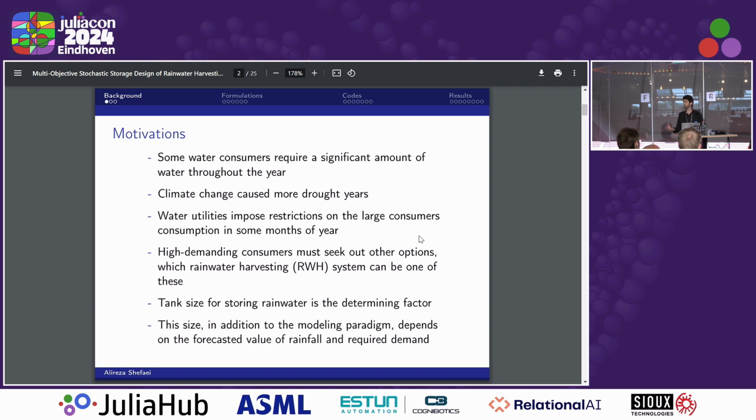In response to the high demand and also the climate change-induced impact, the water utilities impose the large consumers to restrict their water. To address this issue, rainwater harvesting systems can be an option in addition to the input from the network. But planning depends on the uncertainty of the demand and also the rainfall.